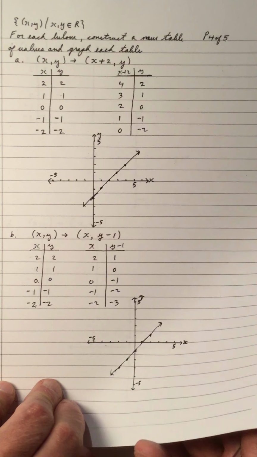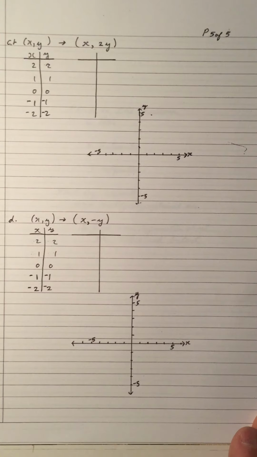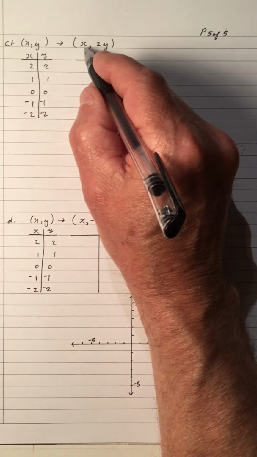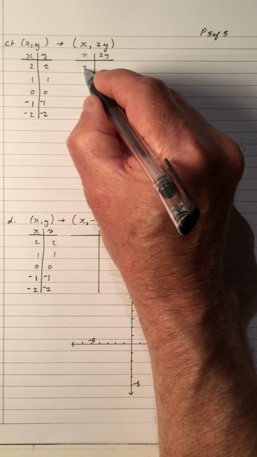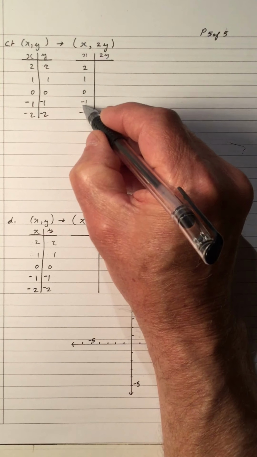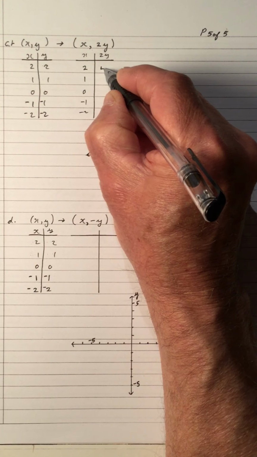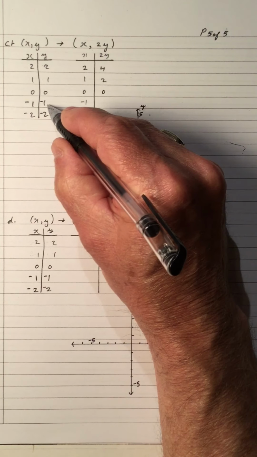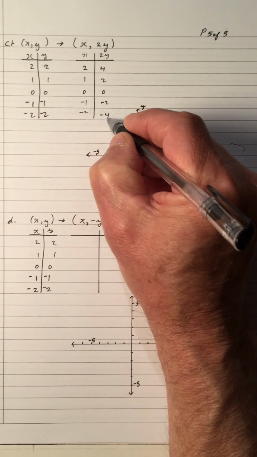Okay, let's continue. If I can turn this page here. And we have more. Again, the mapping rule is x and 2y. So we're doubling the y value but not changing the x. So the x is 2, 1, 0, negative 1, negative 2. The x value is never changed, but the y value is being doubled. So 2 times 2 is 4. 1 times 2 is 2. 0 times 2 is 0. Negative 1 times 2 is negative 2. Negative 2 times 2 is negative 4.